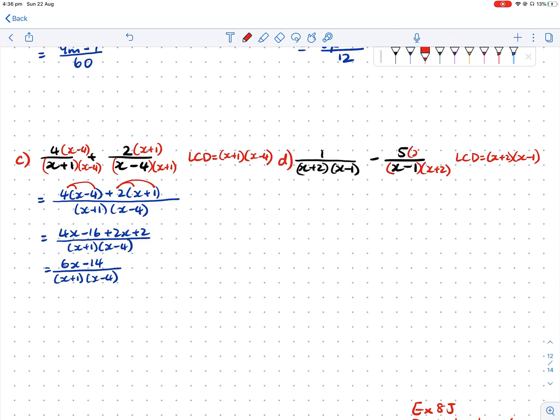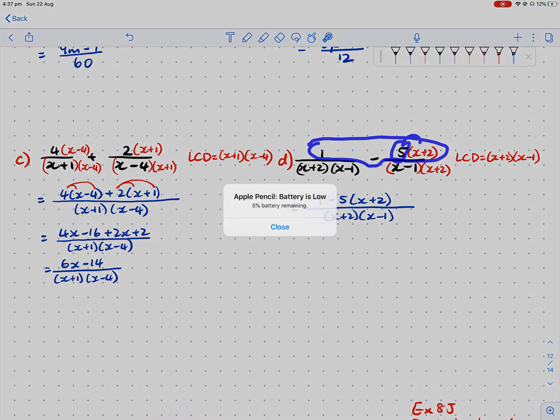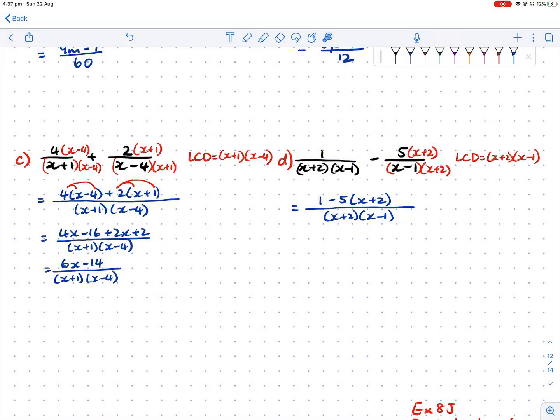So what we do to the bottom, we also need to do to the top. So we'll times it by x plus 2. So what we've now got is a denominator of x plus 2, x minus 1. And the numerator is 1 minus 5 bracket x plus 2. So again, it's really important that you write all of this out in one go first before you go to expand the 5 in. Okay, because that negative is also going to affect what happens with our simplification.